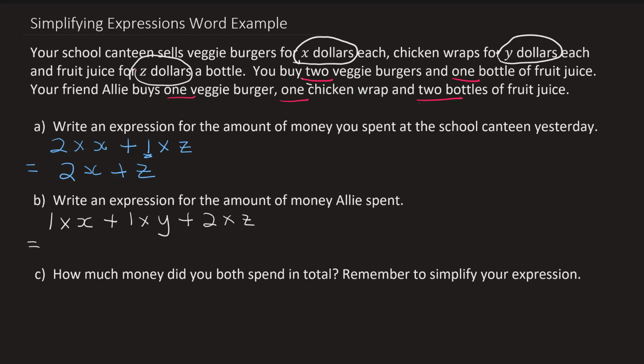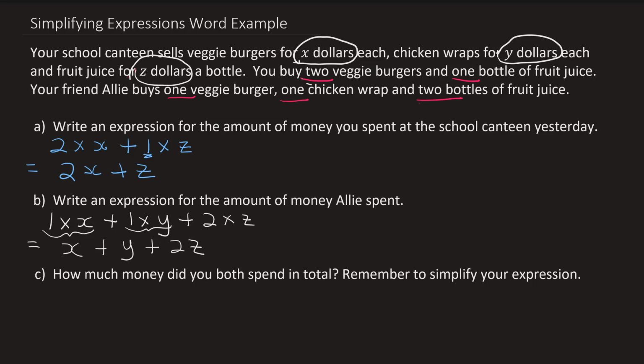Let's simplify this. 1 times x is written as x plus 1 times y is y plus 2 times z is written as 2z. I beg your pardon, that should have been a z, plus 2z dollars. Part C says, how much money did you both spend in total? And remember to simplify your expression.